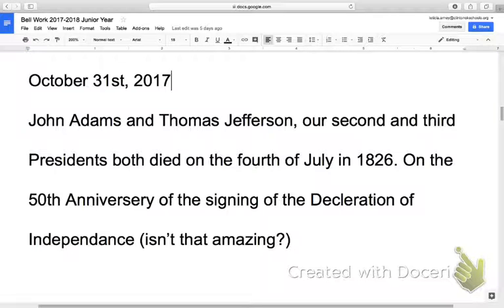The sentence reads, and it's easier to hear it out loud, I guess: John Adams and Thomas Jefferson, our second and third presidents, both died on the 4th of July in 1826 on the 50th anniversary of the signing of the Declaration of Independence. Isn't that amazing? Okay, so your classmates and I, we went through this.